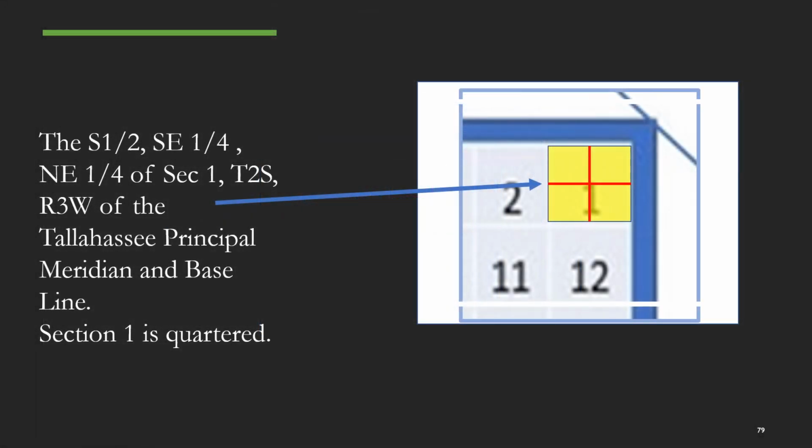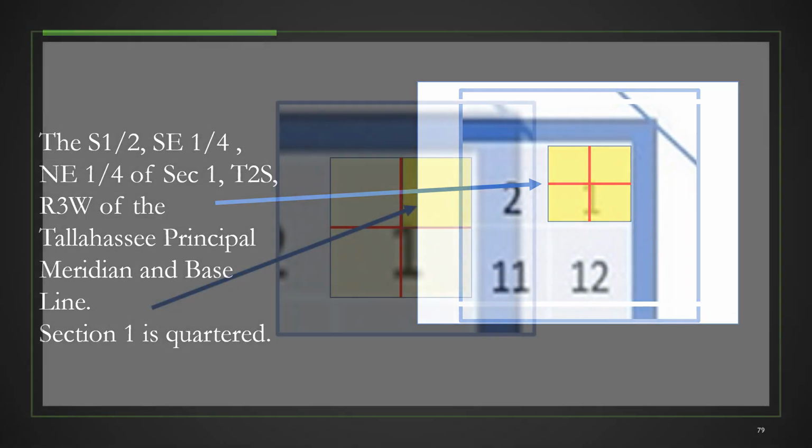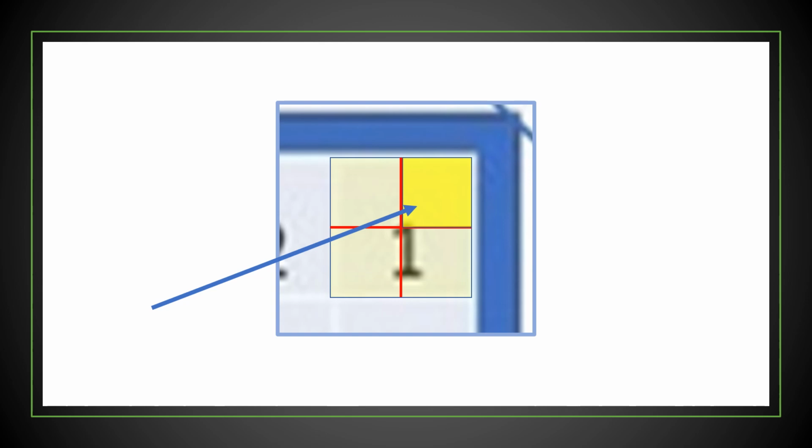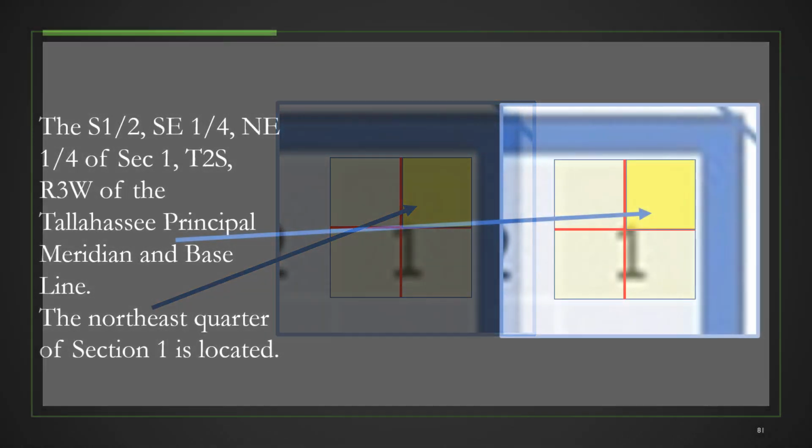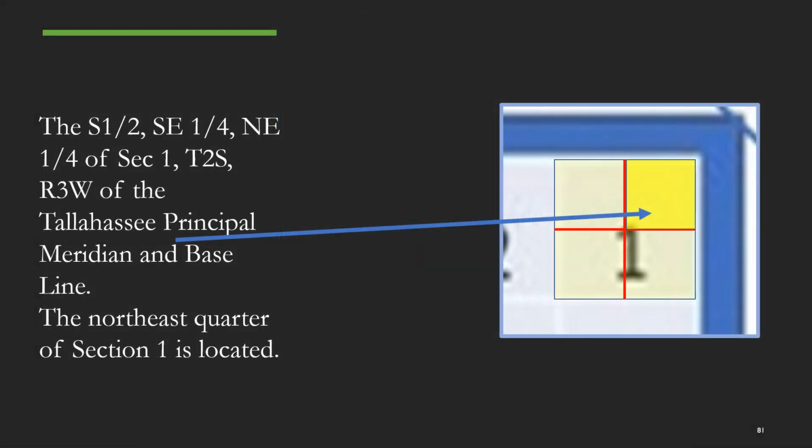Section 1 is quartered. The south one half of the southeast one quarter of the northeast one quarter of section 1, township 2S-R3W of the Tallahassee Principal Meridian and Baseline. The northeast quarter of section 1 is located.